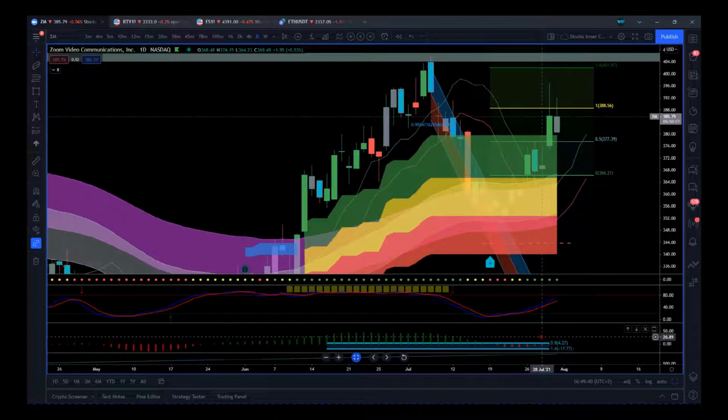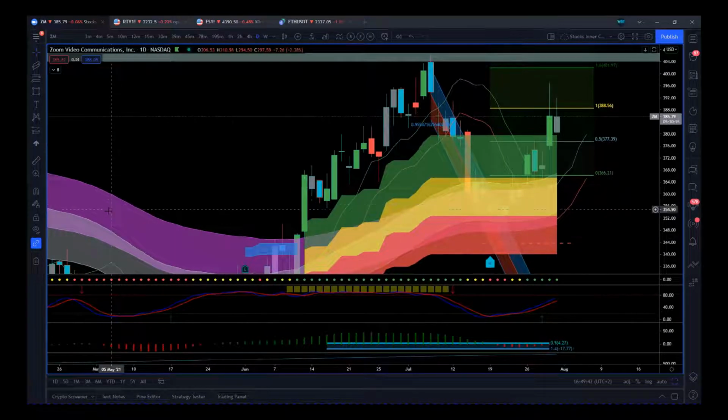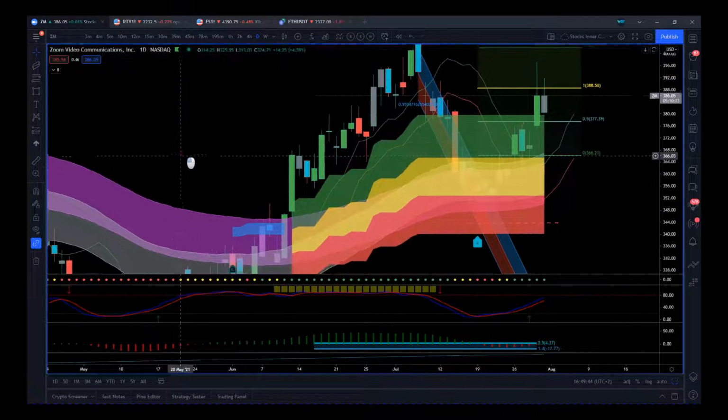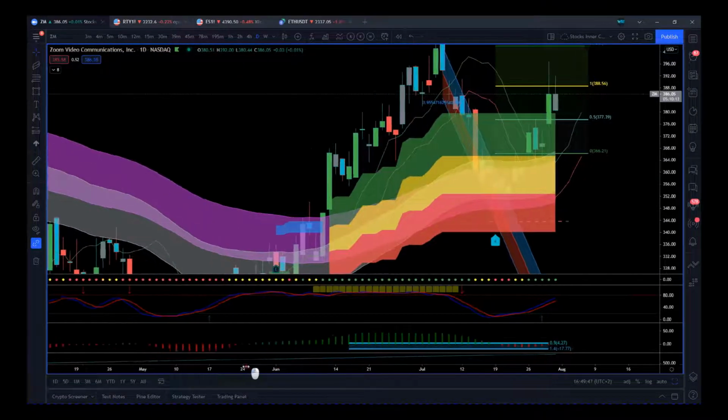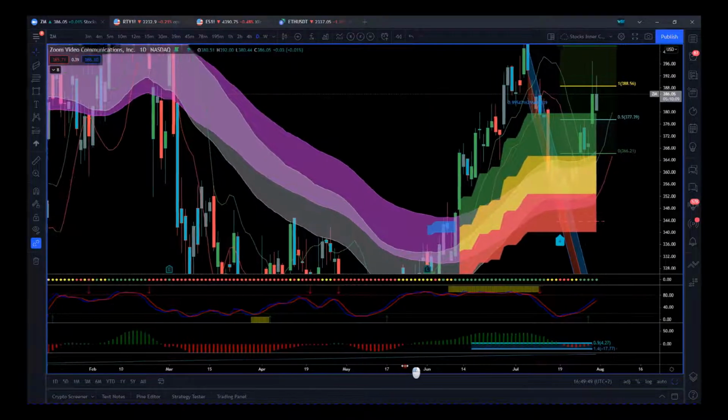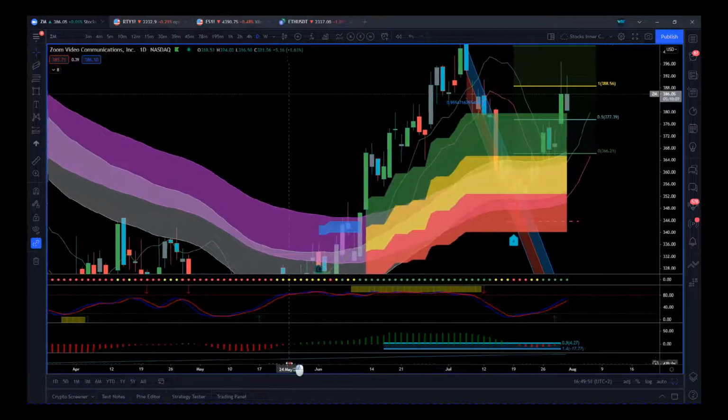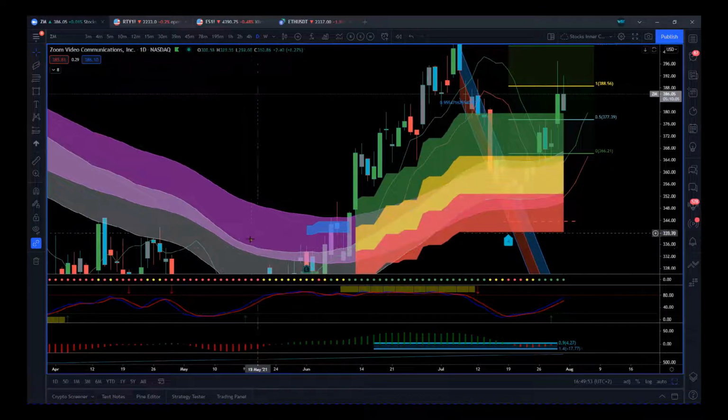We also can see these purple and grey, what we call EMA clouds. Now this is important, that the grey is now going back above the purple, because the grey is the 55 EMA cloud, the purple is 89.